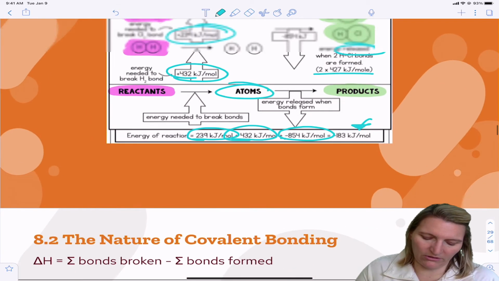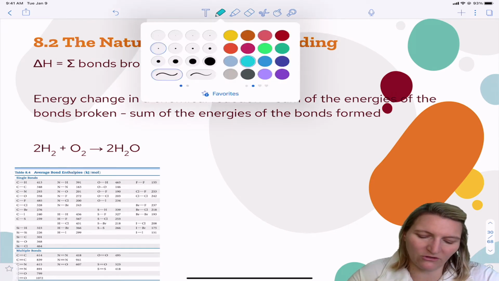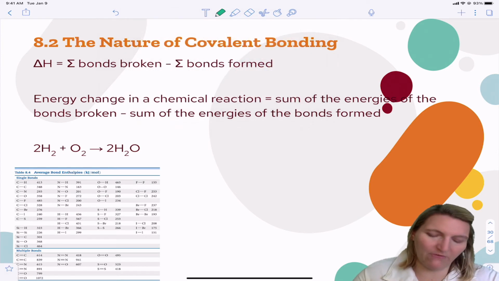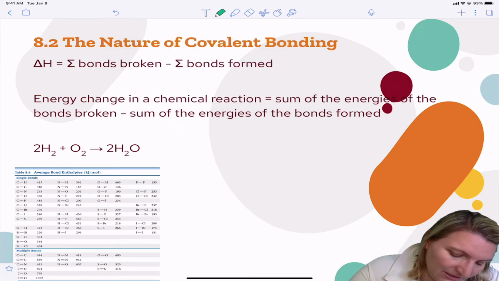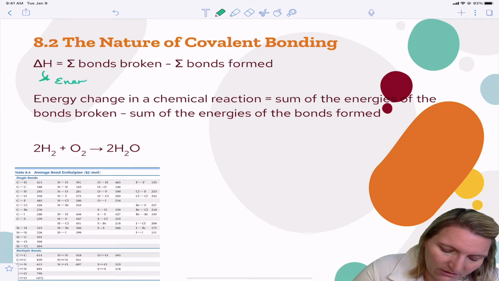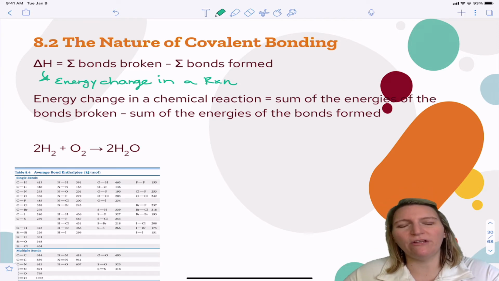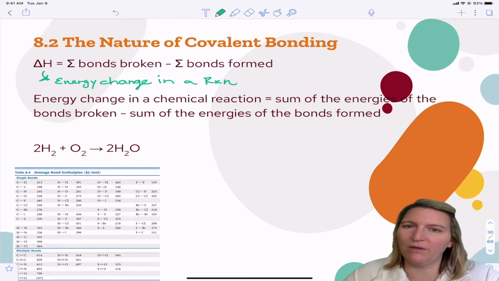So what we're going to do is basically do this for a bunch of chemical reactions here. So the formula for this, and this would be to find delta H. What is delta H? That is the energy change in a reaction. It could also be called enthalpy change. There's a little difference between energy and enthalpy that we go into in AP chemistry. For our purposes, they can be pretty much synonymous.